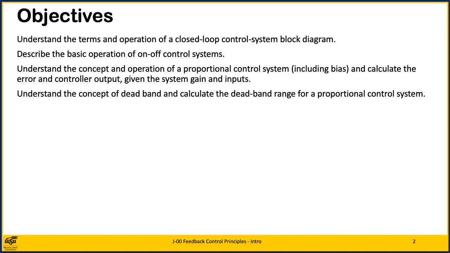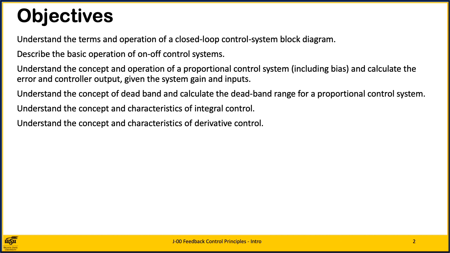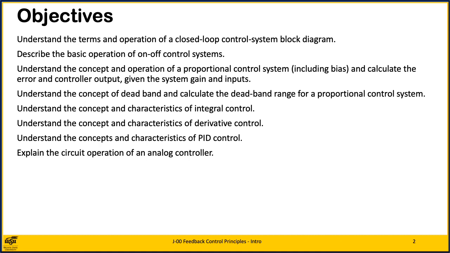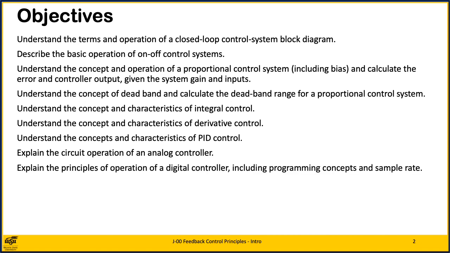Understand the concept and characteristics of integral control. Understand the concept and characteristics of derivative control. Understand the concepts and characteristics of PID control. Explain the circuit operation of an analog controller. Explain the principles of operation of a digital controller, including programming concepts and sample rate. Understand the concept of stability and interpret a Bode plot. And implement two methods of tuning a process control system.